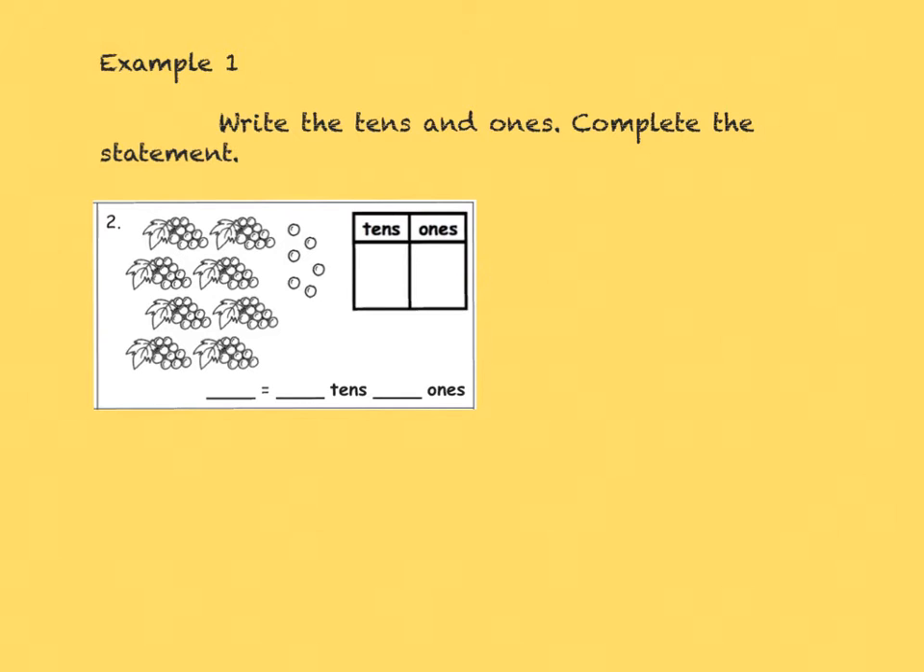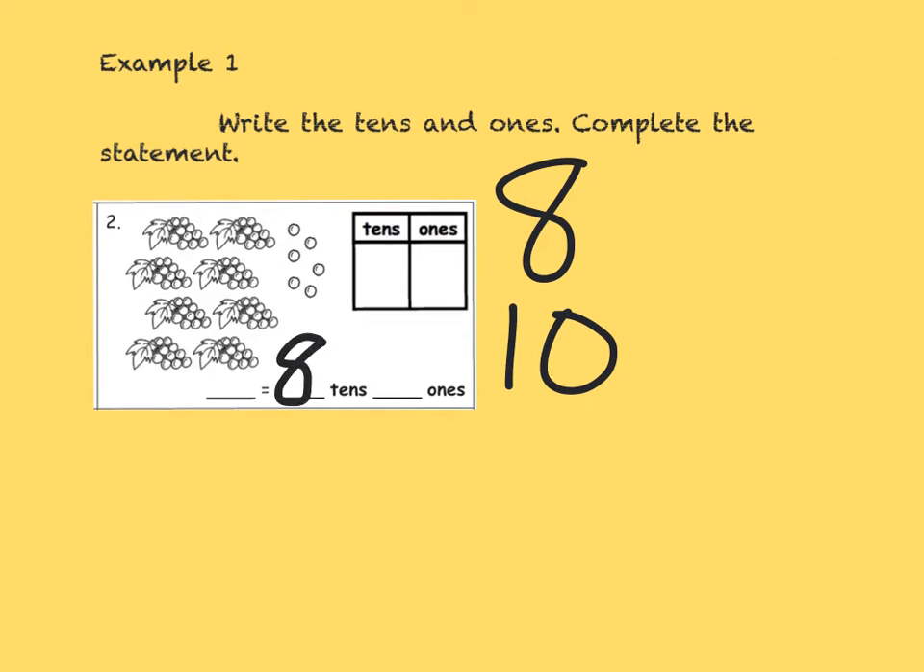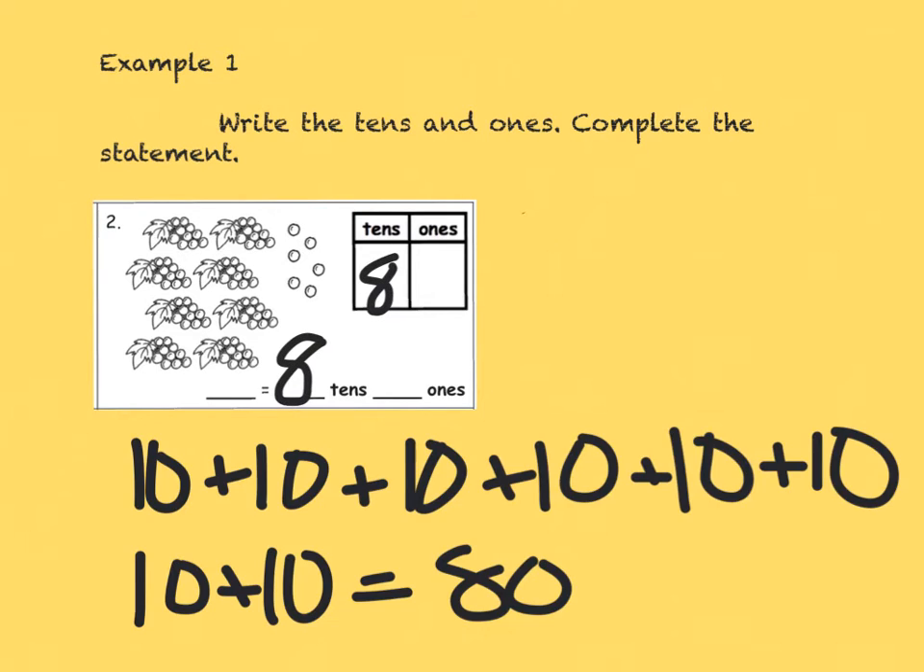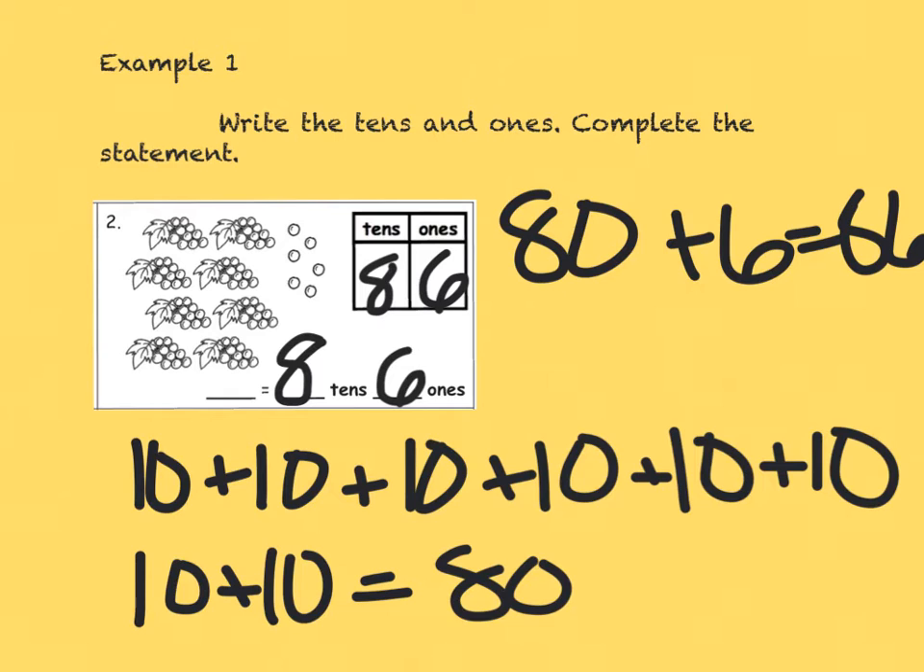Now let's count the bundles of grapes. We have 1, 2, 3, 4, 5, 6, 7, 8 bundles of grapes. Because we have 8 bundles of 10 grapes, the 8 would be in the tens place. So it would go right here. Now, if we look at the ones place, we see that there are 1, 2, 3, 4, 5, 6 single grapes left over. Those single grapes are part of the ones place. Therefore, we have a total of 86 grapes.